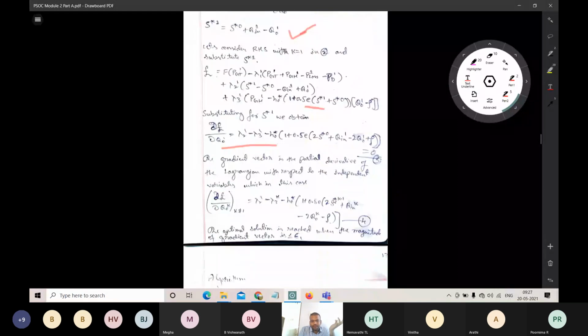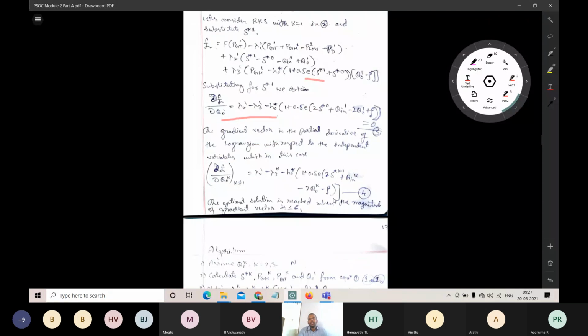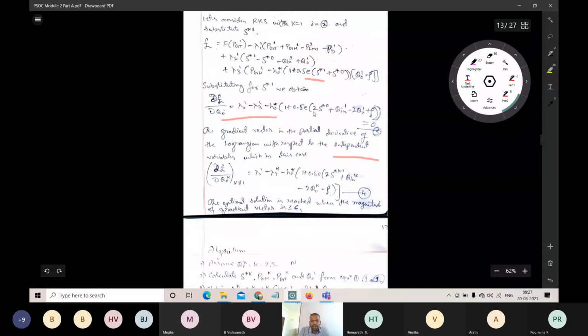And the gradient vector is the partial derivative of the Lagrangian function. The gradient vector is the partial derivative of the Lagrangian with respect to the independent variables. So this is the important factor you need to concentrate on. Here the independent variable is Q naught.